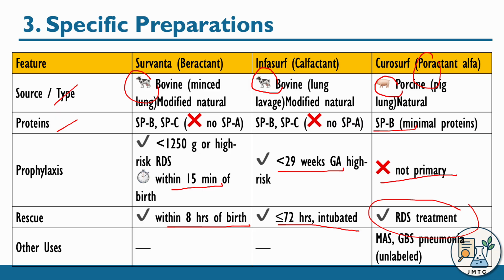Other uses, itong si Curasurf natin, meron siyang additional use for MAS or your meconium aspiration syndrome and your GBS pneumonia. So, though itong MAS at saka GBS pneumonia, hindi pa labeled ang use niya on that. For RDS pa rin talaga yung.